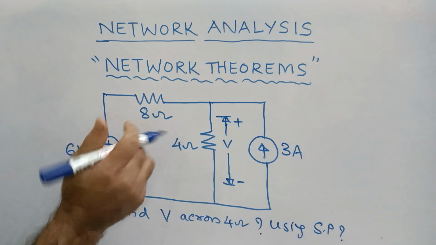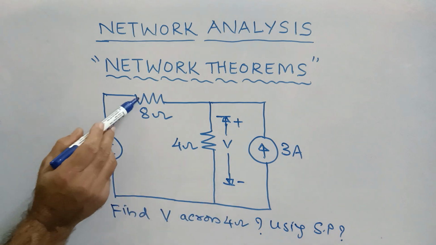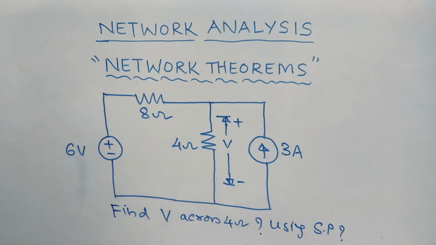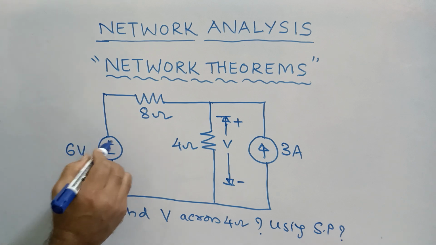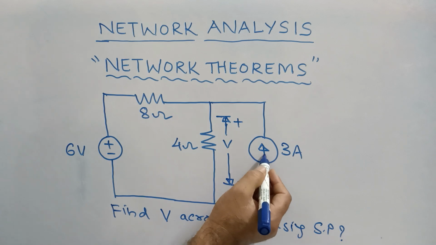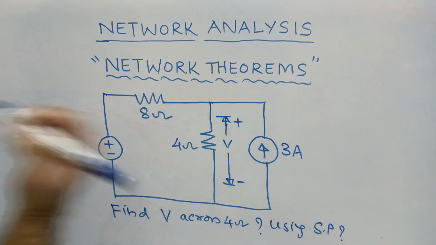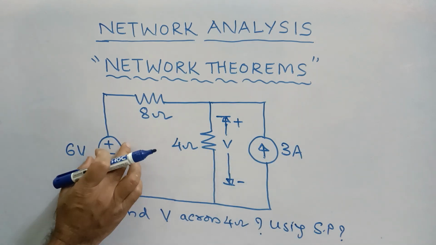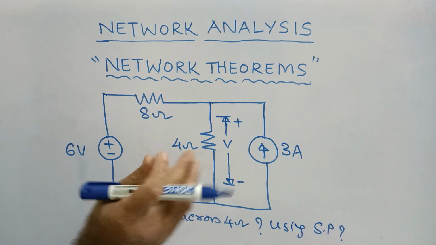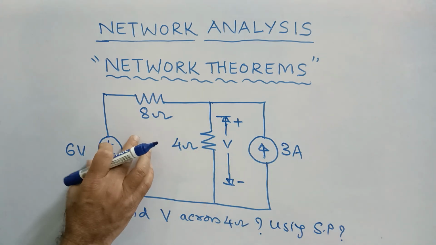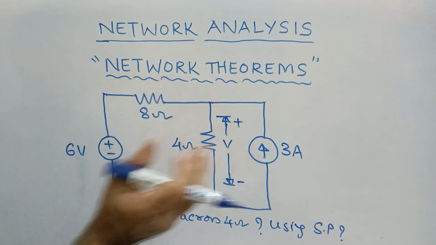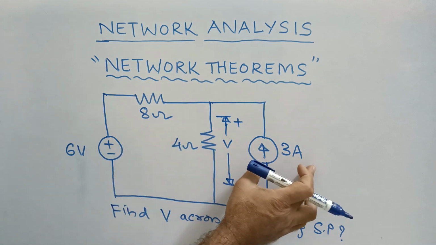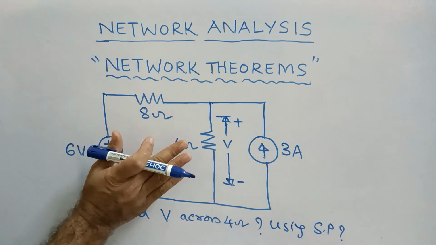If you observe this problem, this is a simple circuit where we have two resistors, 8 ohm and 4 ohm, and two sources. The 6 volt source is a voltage source, and the current source has a value of 3 amperes. These are called independent sources. They do not depend on any other element; they are separate. This is the voltage source, this is the current source. Two sources we have in this.